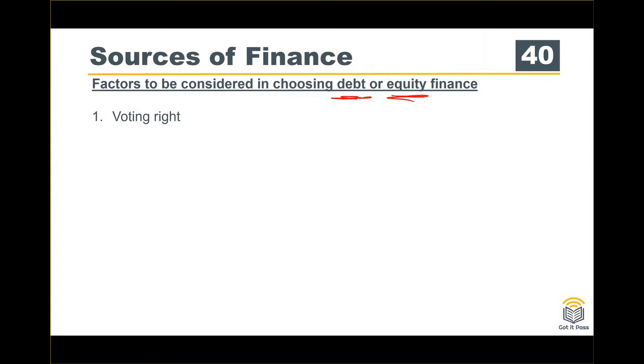For debt holders, do they have any voting right? No. Okay. But if you issue new shares, then the voting right will be changed. The shareholder structure will be changed, and the voting right will be shifted to some more new investors. And interest cost versus dividends.